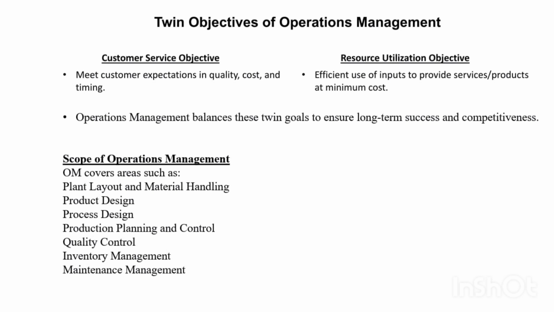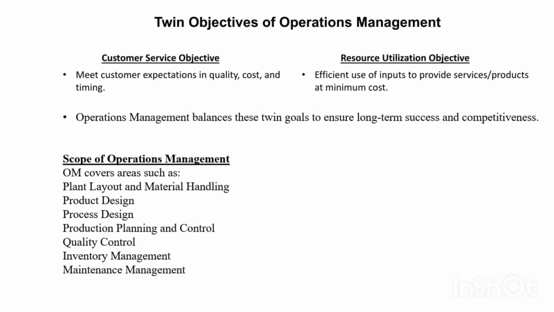Now let's move on to the next topic, that is scope of operations. Scope of operations management means what all areas operations management covers. Operations management is not just production, it's end to end. This covers plant layout and material handling. This is where to place machines, stores and workstations so that movement is minimum. For example, in a textile unit, cutting, stitching and ironing should be in sequence, no backtracking, right?